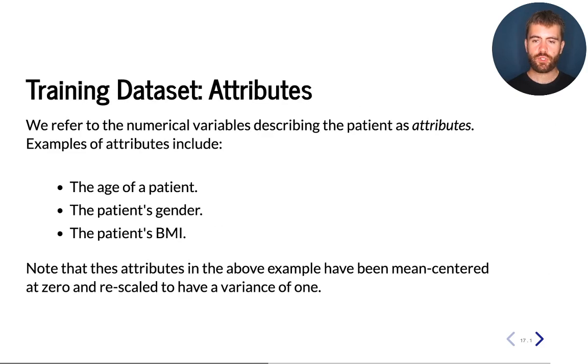Now, each entry in this vector is often referred to as an attribute. Again, examples of attributes can be the age of a patient, their gender, their BMI, and these are different facts, different bits of knowledge that we have about the patient, and this is what we're going to use in order to make predictions about this patient. So attribute here is an important definition.